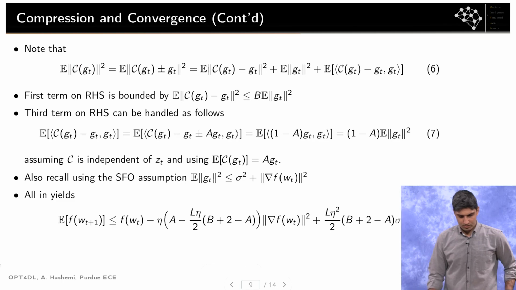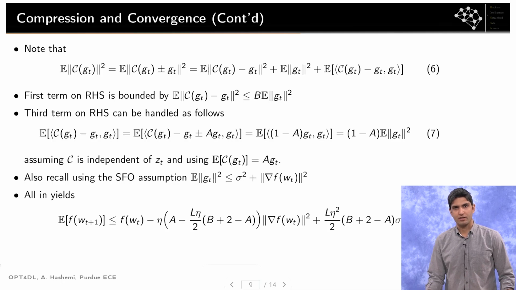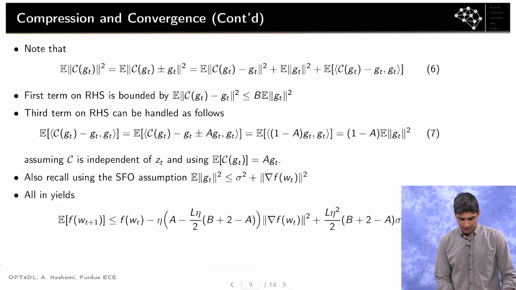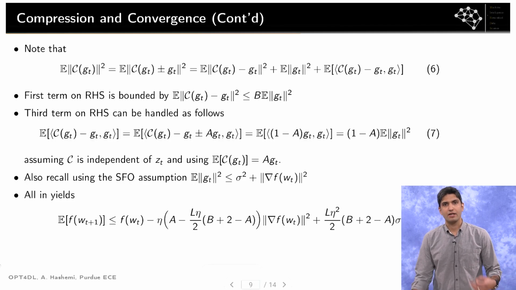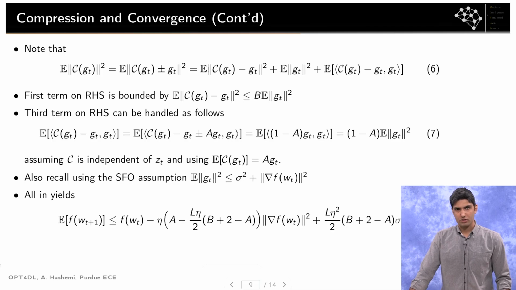So what we can do is to add and subtract G inside this norm square, and then expand the resultant quadratic form. Okay. So we do this expansion. Now we have a bunch of terms that we can deal with each of them separately by leveraging, let's say, the assumption on the compression mechanism as well as the assumption on the stochastic first order oracle.